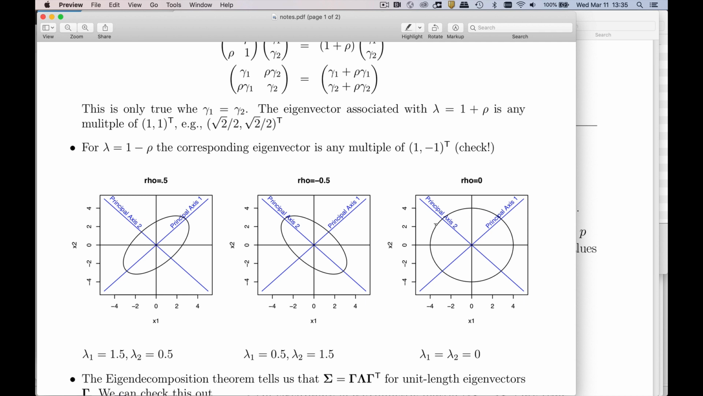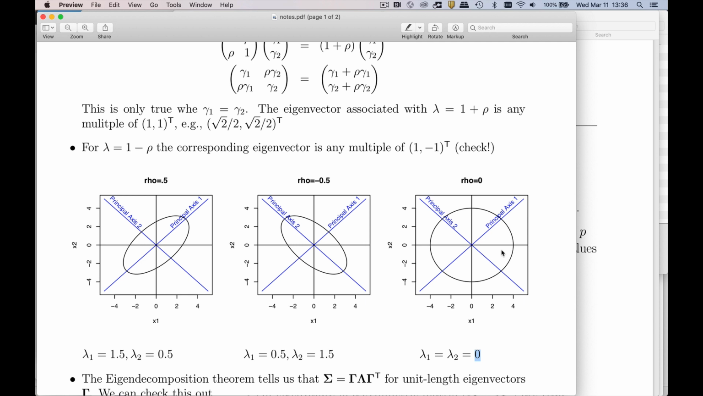Just for another example, let's take rho equal to 0. If rho is equal to 0, we have a circular set of contours. There is no association between the variables. In that case, oops, this is another typo. This should be lambda 1 equals lambda 2 equals 1. I'll fix that before I send it out to you. So what that's saying is the variance in this direction is 1, and the variance in this direction is 1, as with the original variables.